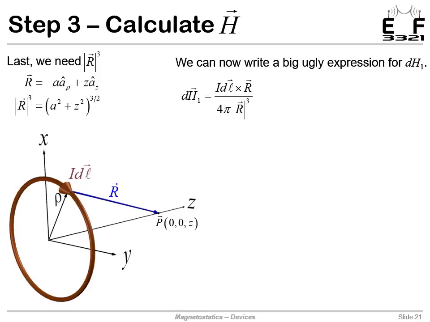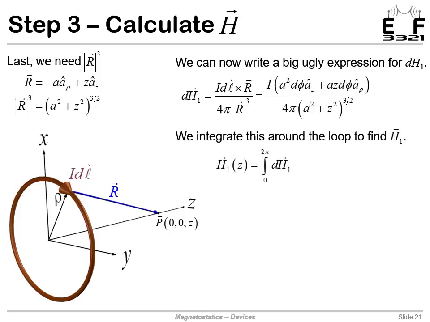We are now ready to go back to the Biot-Savart law and plug in all of these expressions to get a big ugly expression for our differential magnetic field. Now I'm using the subscript 1 here to remind us that this is not the total magnetic field for the solenoid. This is just due to one turn. So that's what the 1 is indicating. All right, we plug in everything we have, and that is our expression for the differential magnetic field. This is the expression that we have to integrate around our loop.